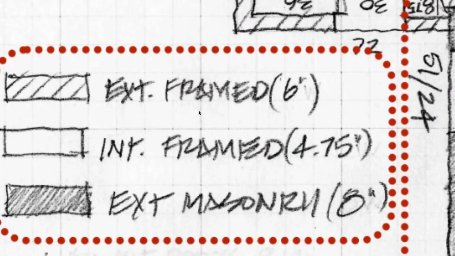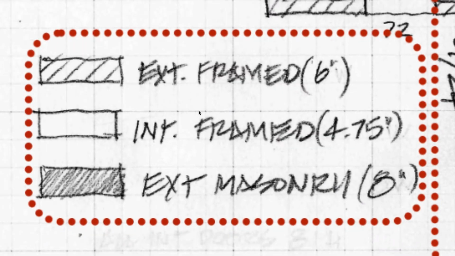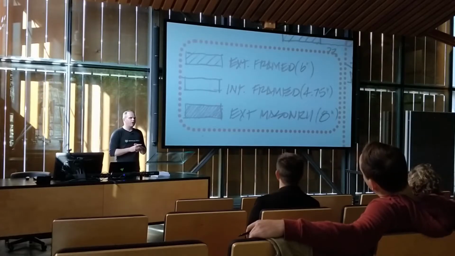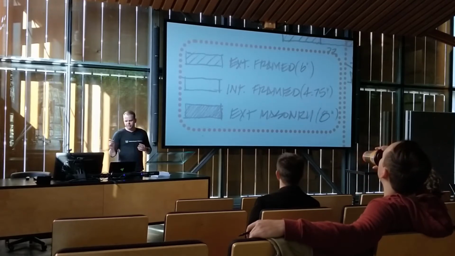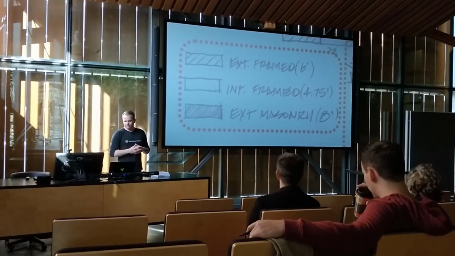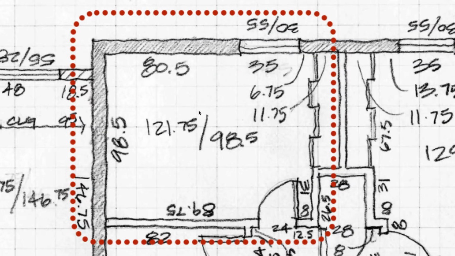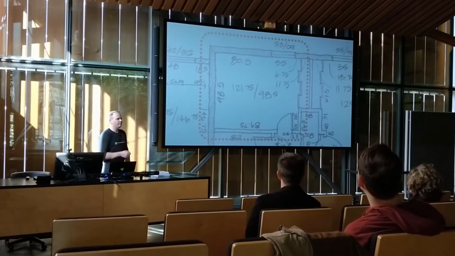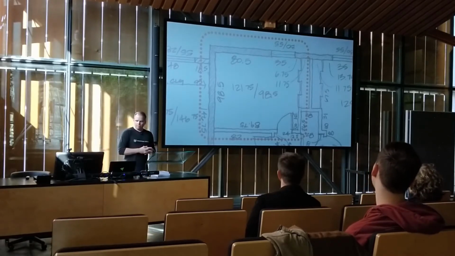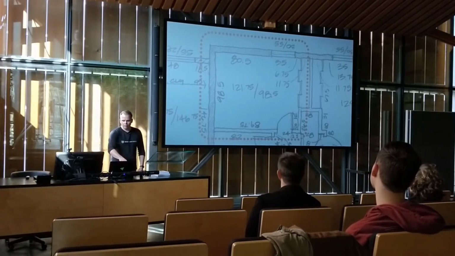All right. Then I always make a few kind of keynote type things, or at least a hatching, so that you don't have to call out every single wall as being 8 inches or 4.75 inches or whatever it may be. So just use the hatching there. Also, I always take an X and a Y dimension. So you can see 121.75 by 98.5. I put that right in the middle of the room because as I'm measuring around the room, I'm going to 80.5, then 35 for the window, then 6.75.